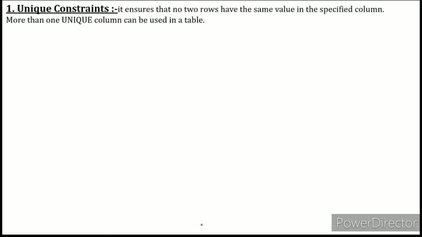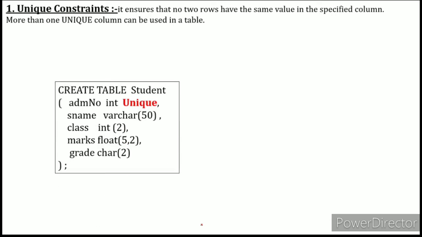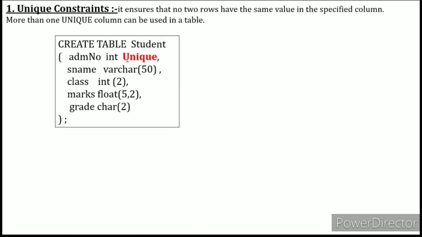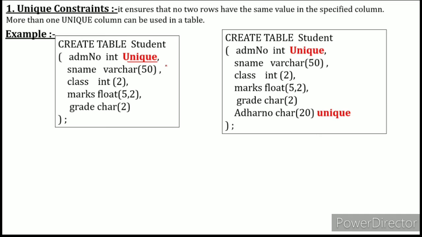Unique. It ensures that no two rows have the same value in the specified column. How is it declared? Just use the unique keyword after the name of the column definition. So here admission number is declared as unique. We can also declare more than one unique column in a particular table. So here admission number and Aadhaar number both are declared as unique.